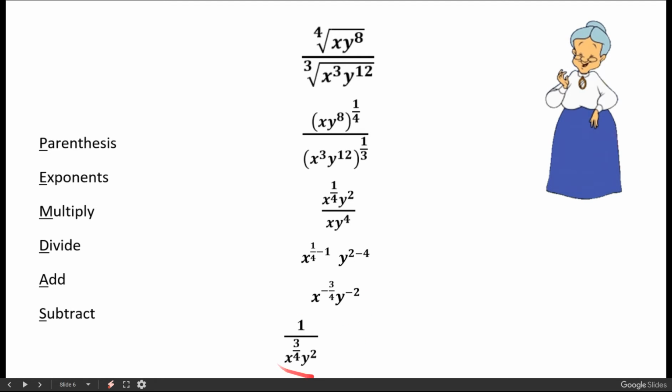Now, you certainly can leave it like this. This is having it in exponential form. If you want to put it in radical form, and that makes you happy, either answer is acceptable.